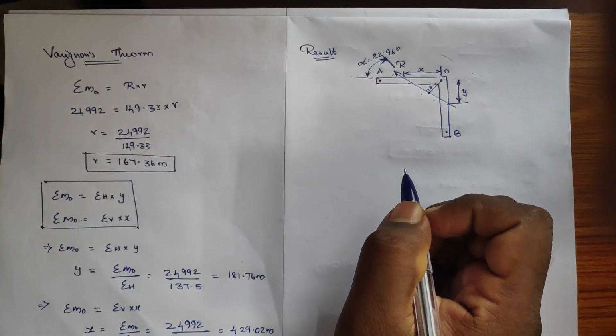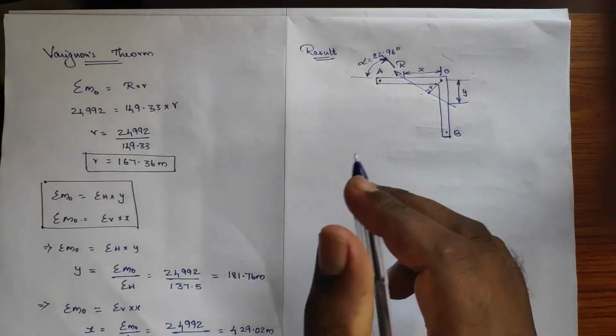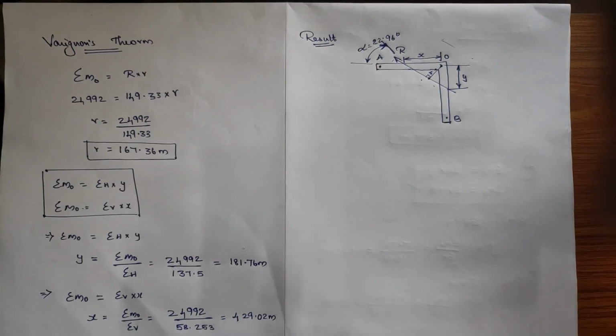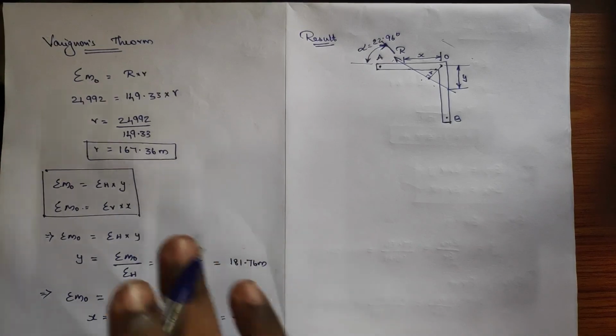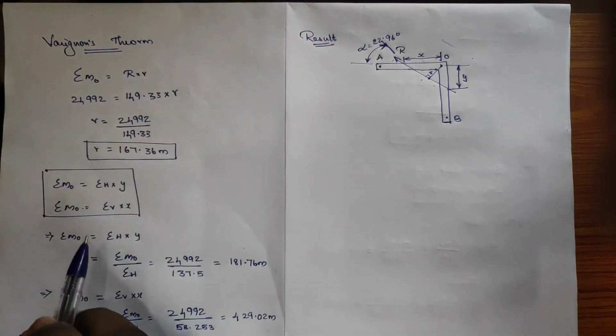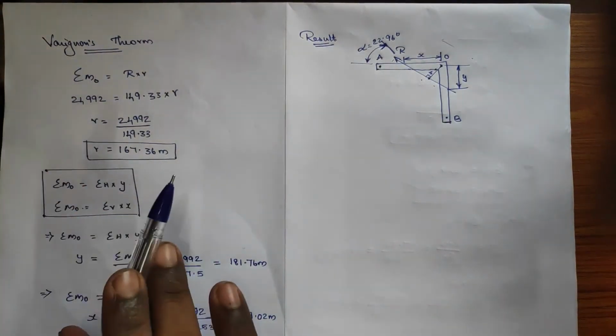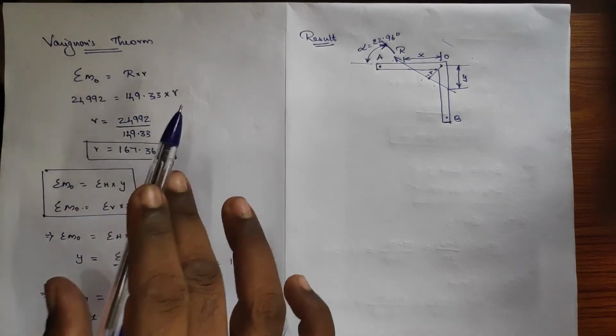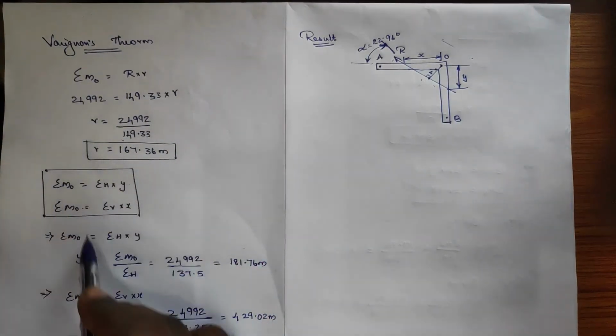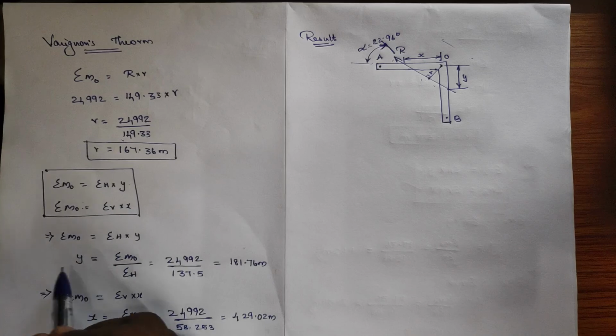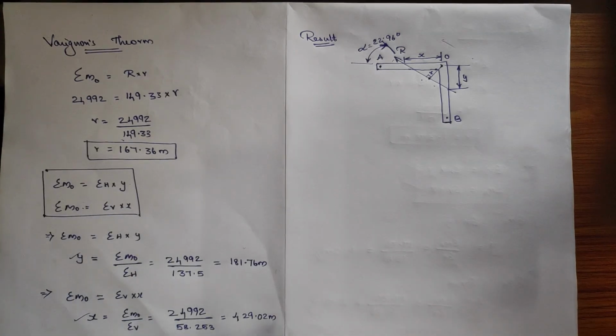I hope you got the procedure, in which manner we need to go in order to specify all these things. Always remember, when specifying the location of anything, we need to apply Varignon's theorem. With the help of Varignon's theorem only can we carry out the steps to identify x and y. I hope you understood. Thank you so much.